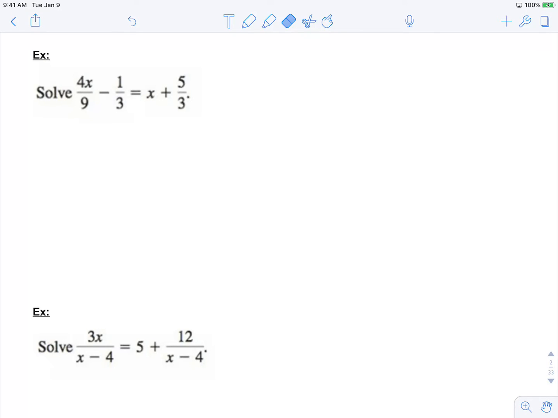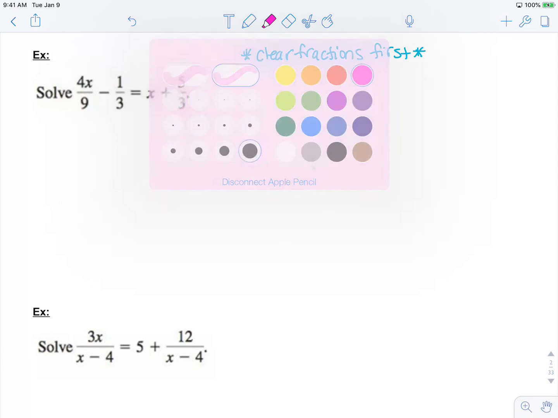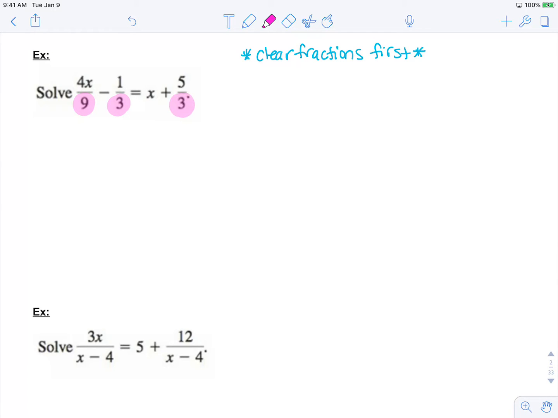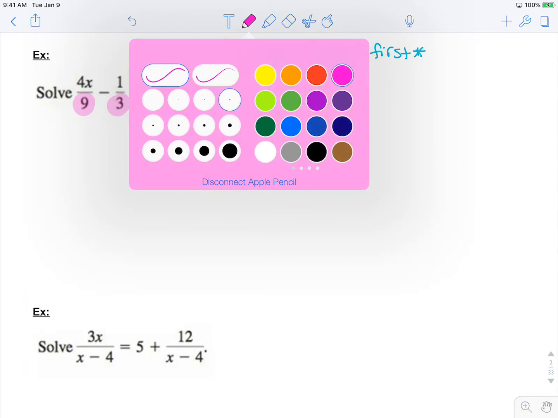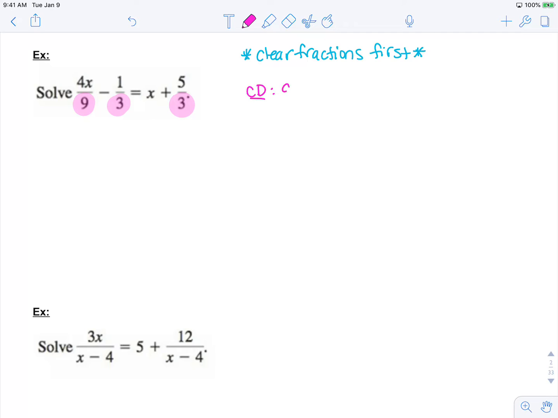In these next two examples, both of our equations involve fractions. We want to clear fractions first. It makes our lives easier. In order to do so, we're going to focus in on our denominators. I see that my common denominator is 9. So to clear that, I will multiply each fraction by 9.